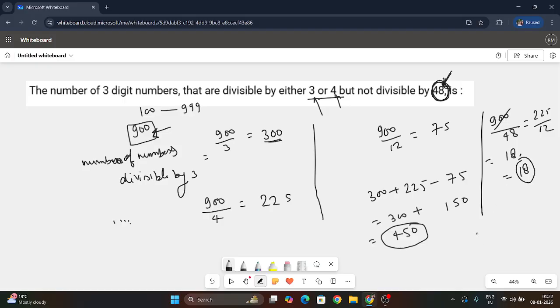So now what you have to do is 450 minus 18. You have to subtract those numbers, and you will get 432. Okay, and this is the answer of this question.